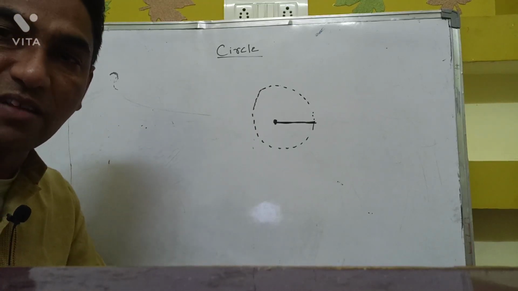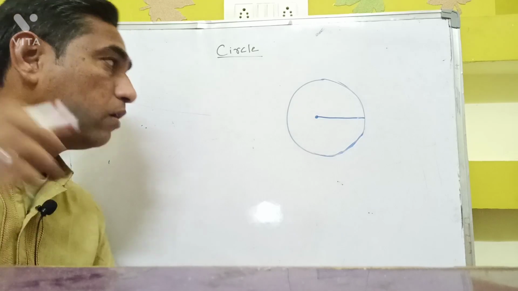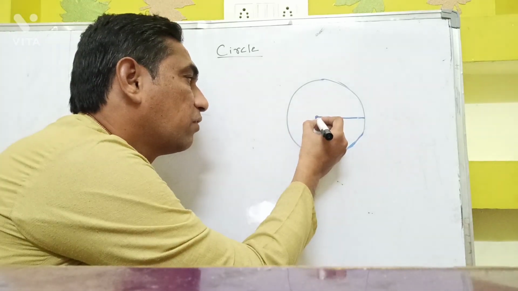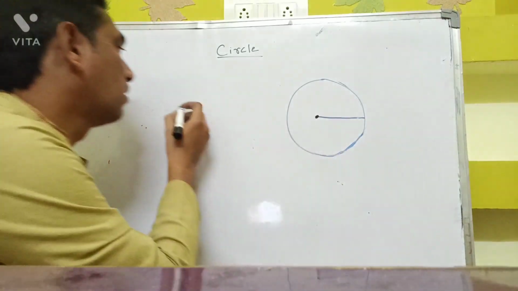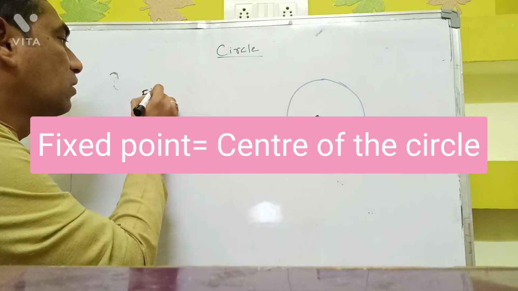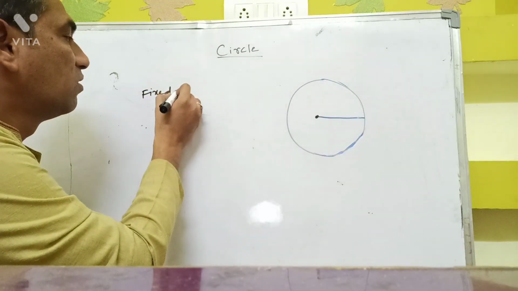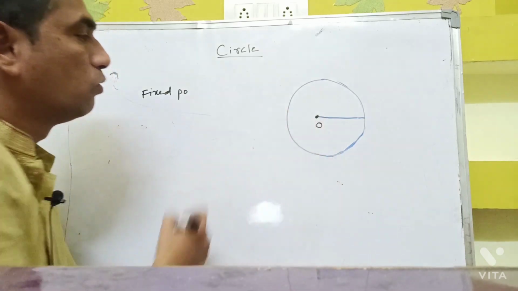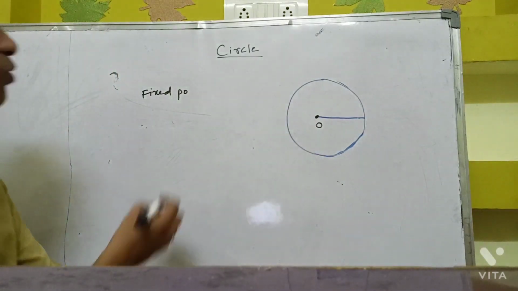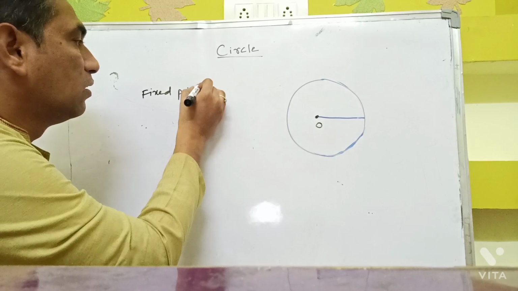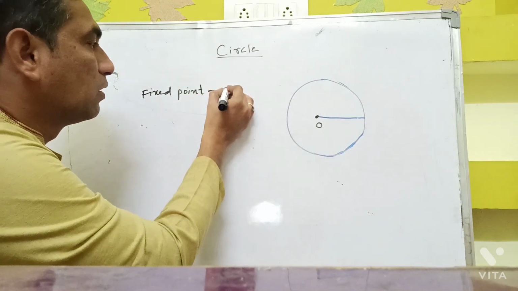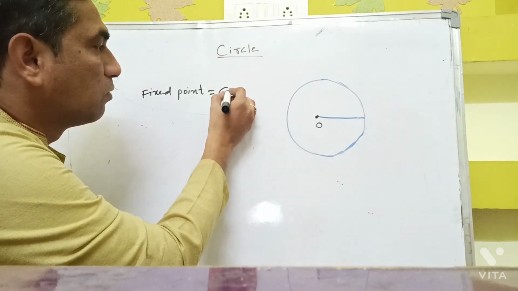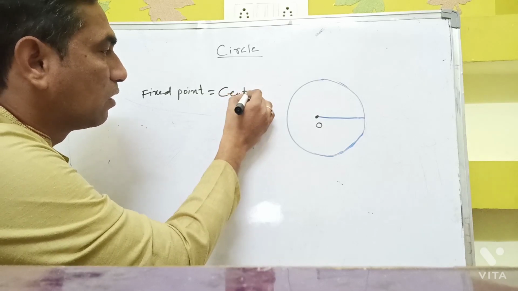The fixed point is called the center here. Whatever this fixed point is here, that is called the center. I am indicating the point with the letter O. The fixed point, in mathematical terminology, is called the center.